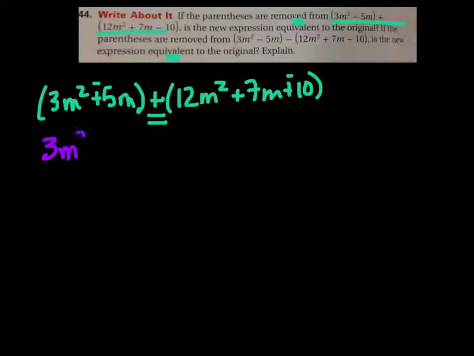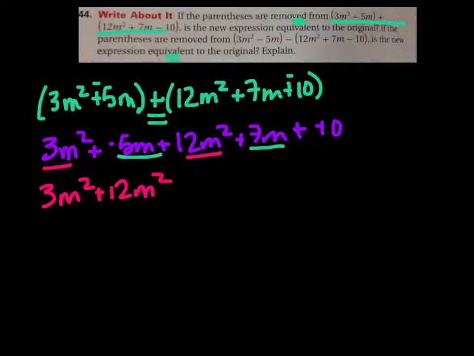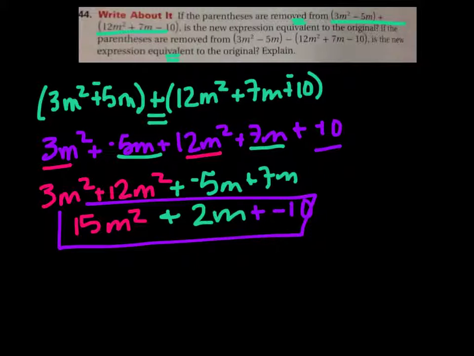So I have 3m squared plus a negative 5m plus 12m squared plus 7m plus a negative 10, which we can then identify like terms and do those. 3m squared plus 12m squared, that's 15m squared, and then we have negative 5m plus 7m, that equals 2m. And last but not least, we have plus a negative 10. So this is equivalent to this.